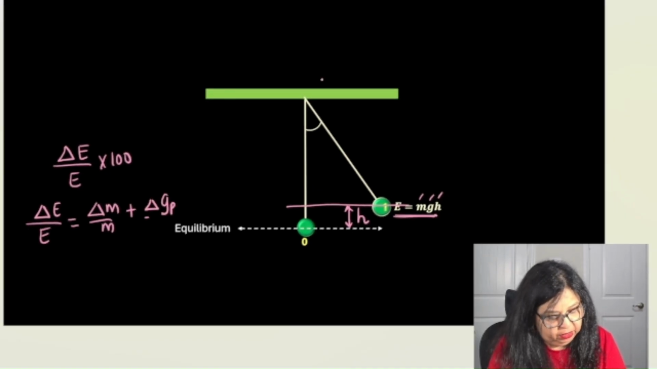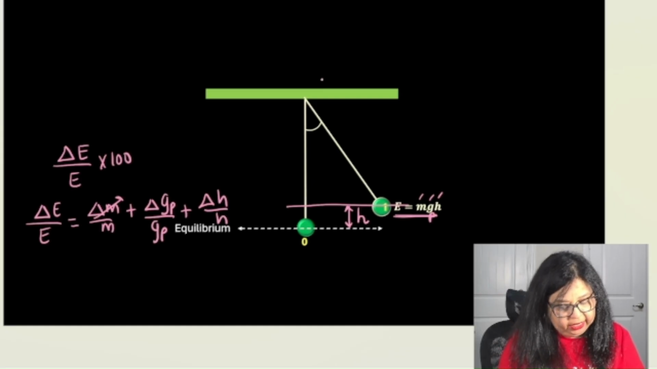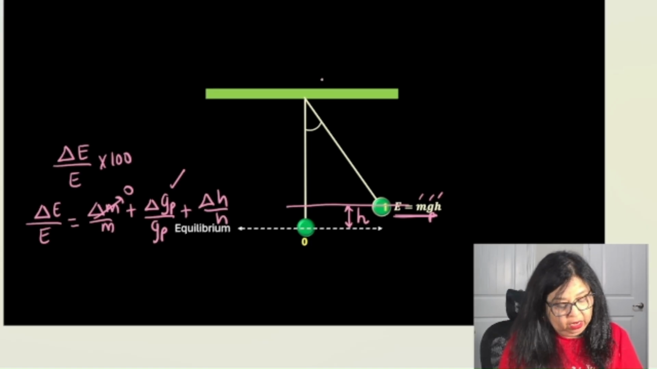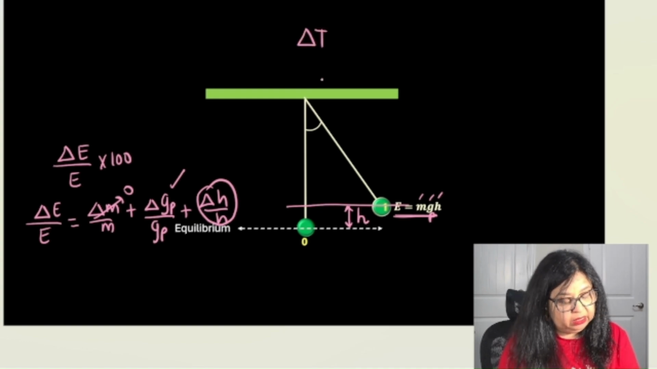Delta GP over GP plus, we can write this as GP over here, delta H over H. We're told that delta M is equal to 0. We're given the percentage error in the gravitational potential energy. But we're not given this delta H over H times 100. What we're given instead is delta T over T times 100.